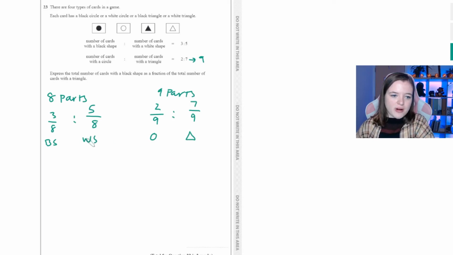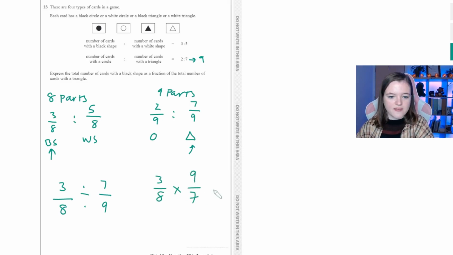Okay. Grand. So then we want to express the total number of cards with a black shape as a fraction of the total number of cards with a triangle. So now we've got these fractions. We've got 3 eighths, we've got 7 ninths. We want to know it as a fraction of the total number of cards with a triangle. So number of cards with a black shape, that's 3 eighths, as a fraction of the triangles, that's 7 ninths. It defines things as a fraction of something else. Divide them. All you need to do is divide them. So we're going to do keep flip change, which is 3 eighths times 9 sevenths, which is 3 times 9, which is 27, over 8 times 7, 56.